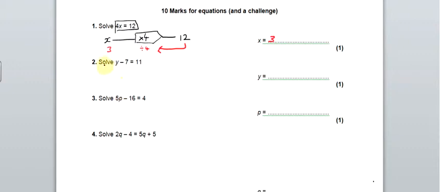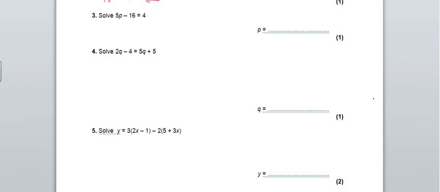Question number 2. Solve y minus 7 equals 11. Same thing. Start with y, take away 7 from it, and you'll end up with 11. All I've done is I've taken the equation and written it in the flowchart, so I can go backwards. So the inverse of taking 7 is adding 7, and 11 add 7 is 18, so y equals 18.